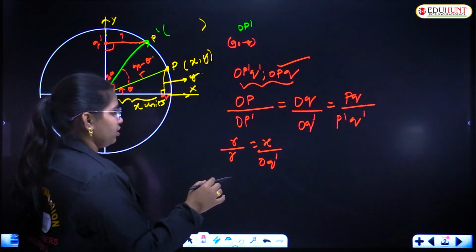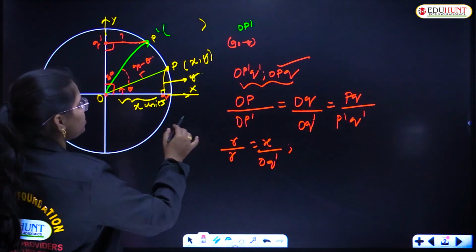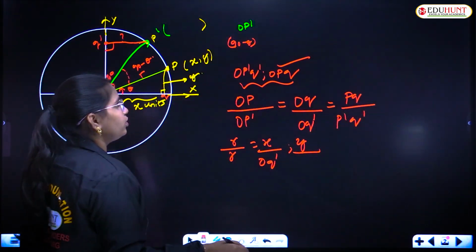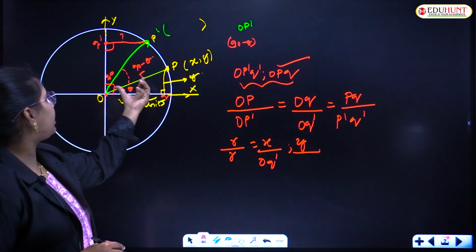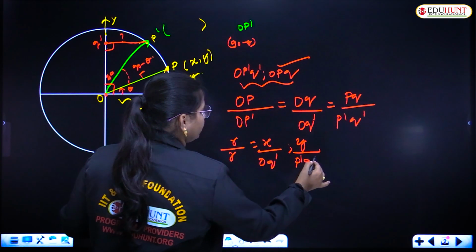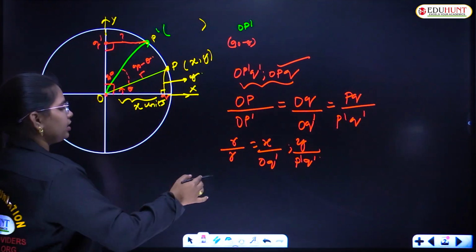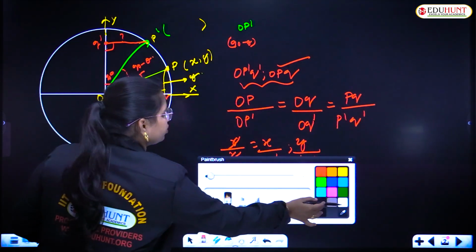Next. What is the value of PQ from the figure? It is Y. PQ is Y upon P dash Q dash. What is the value of P dash Q dash? That thing also I need to find out. Next. So R divided by R is equal to 1.